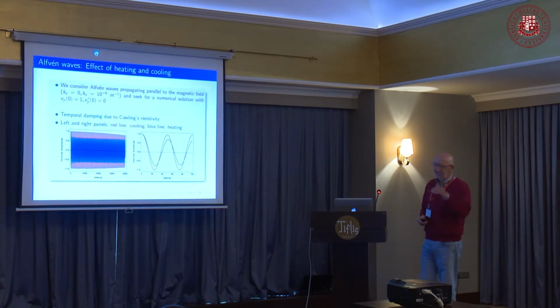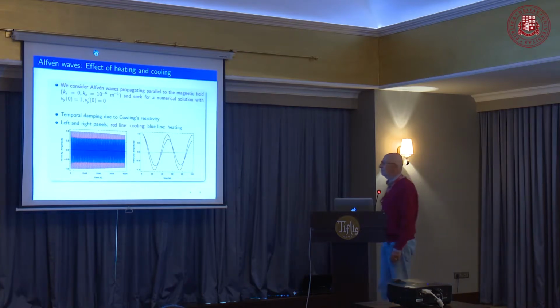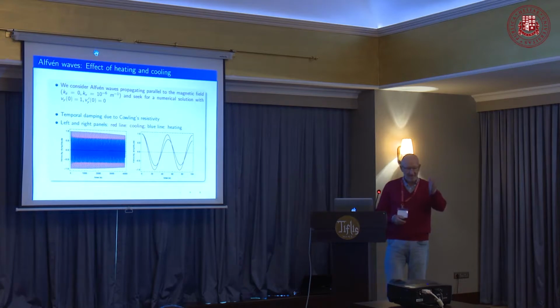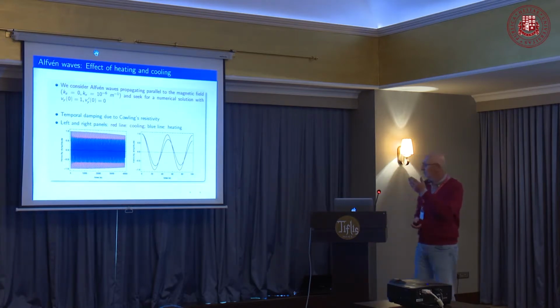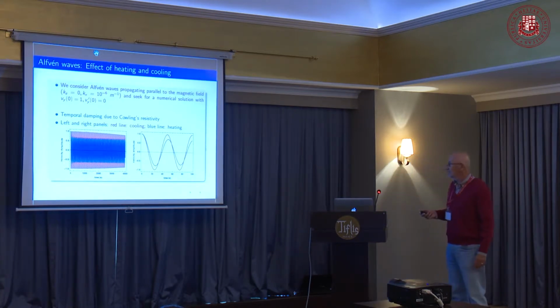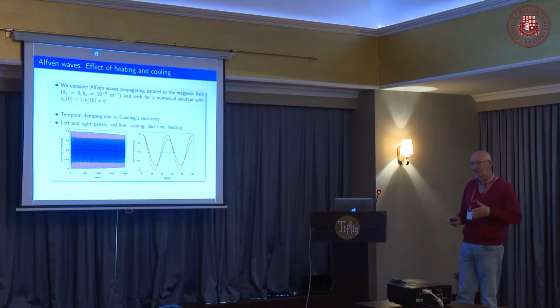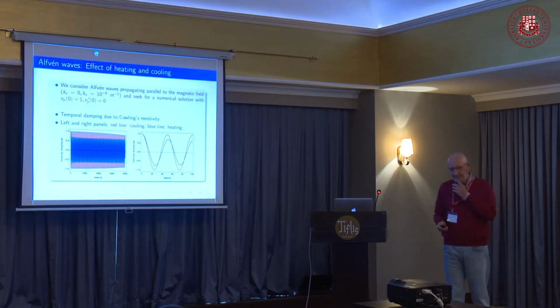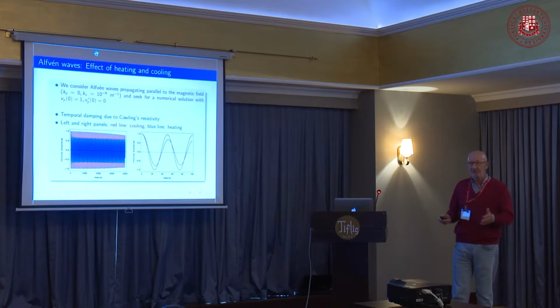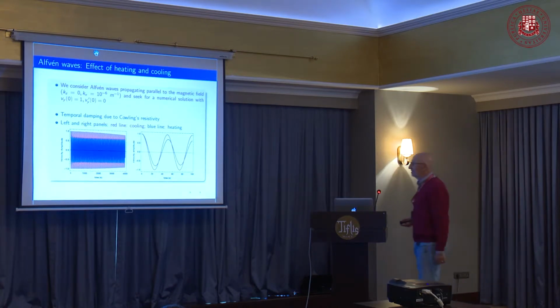Well, we have studied wave by wave. First of all, the Alfvén waves. We consider Alfvén waves propagating parallel to the magnetic field. We impose a value for the parallel wavenumber, a value related to the values observed in prominence oscillations. And we seek a numerical solution with this initial condition.